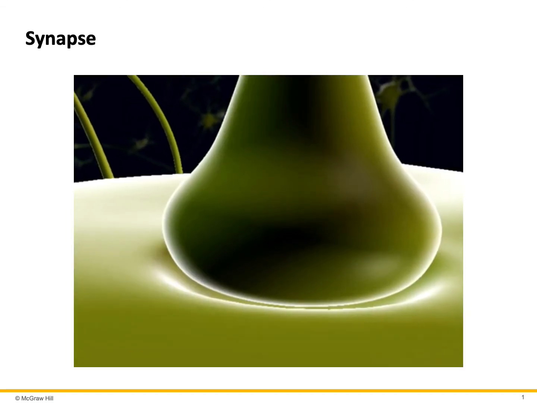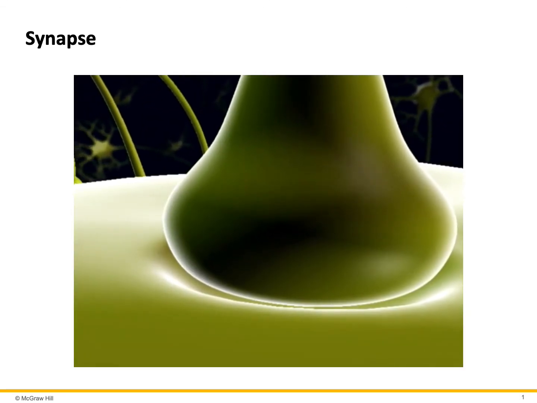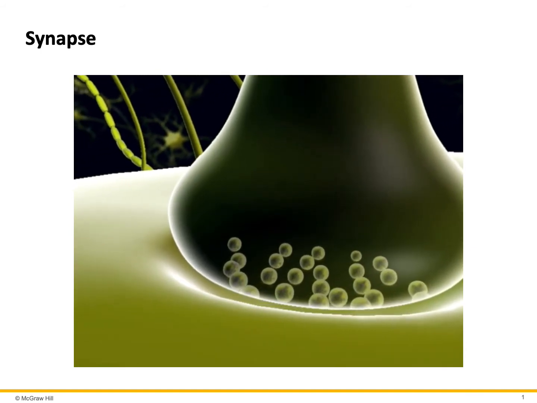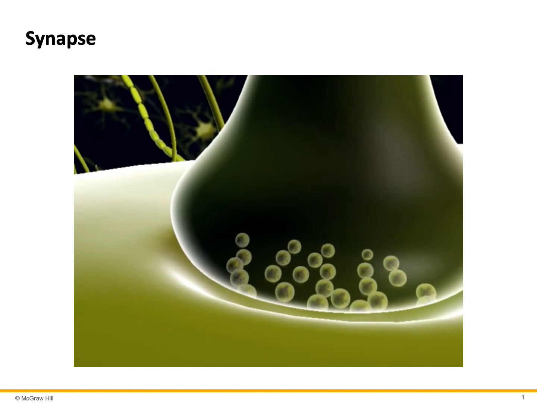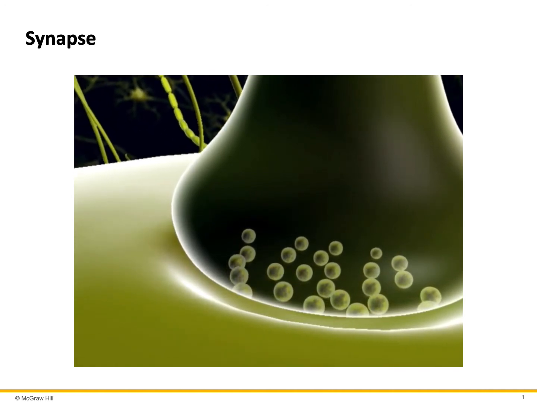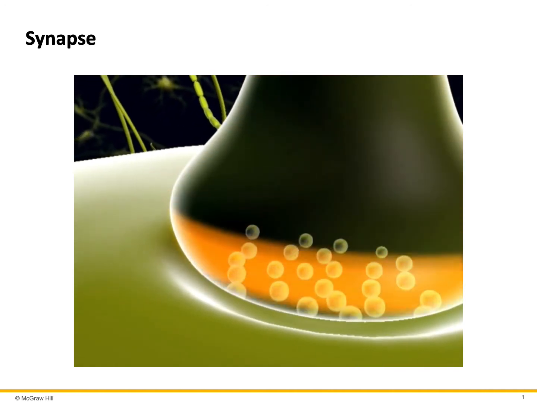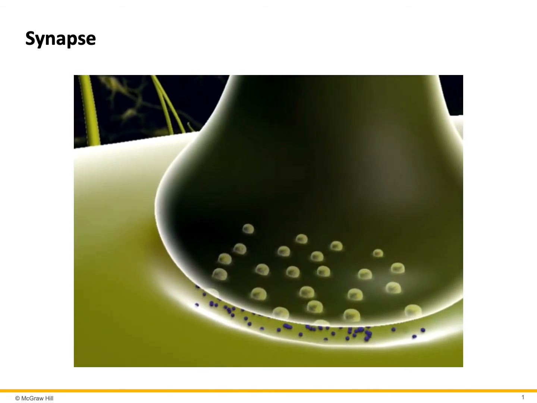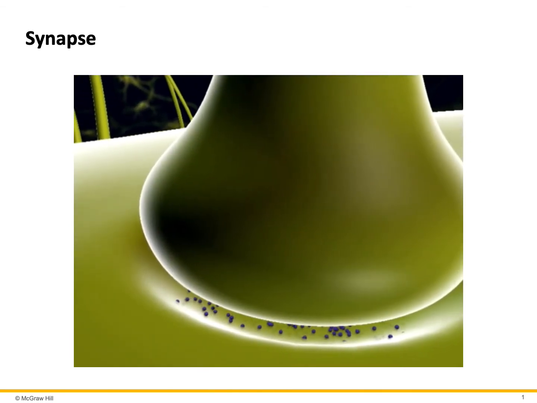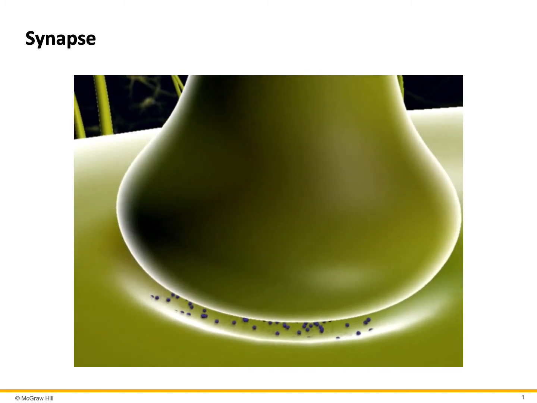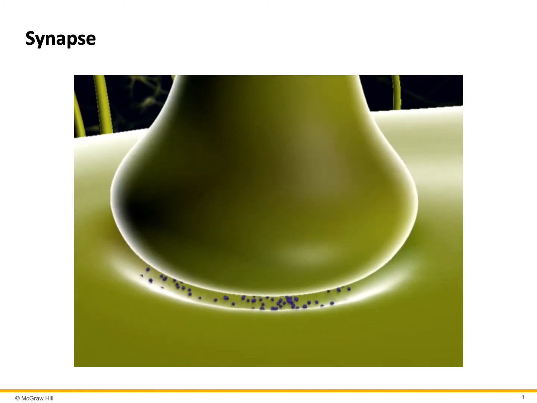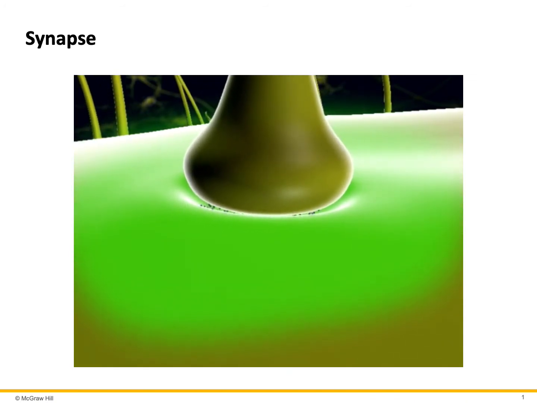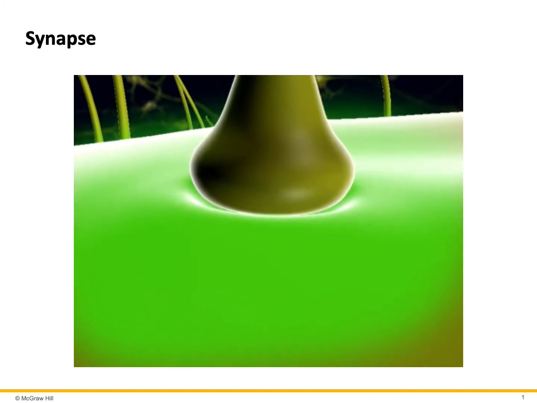The synaptic terminal of a sending neuron contains numerous vesicles filled with neurotransmitters, chemicals that carry information across the synaptic cleft. When an action potential reaches the synaptic terminal, the vesicles fuse with the plasma membrane of the sending neuron, releasing neurotransmitters into the synaptic cleft. The neurotransmitters affect the receiving neuron, changing the distribution of charge across its membrane. Let's take a closer look.